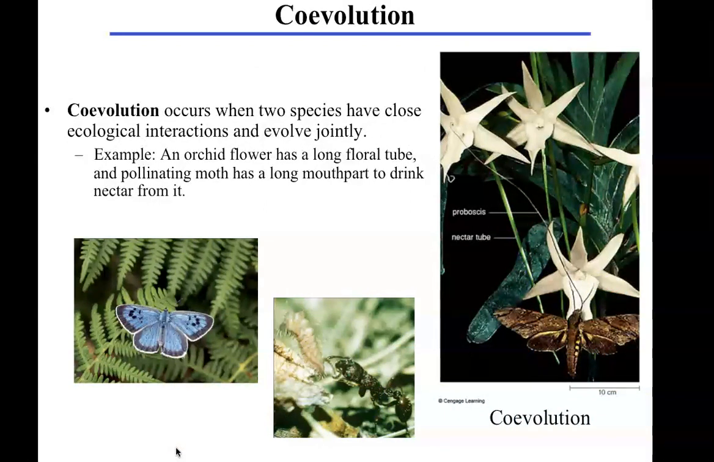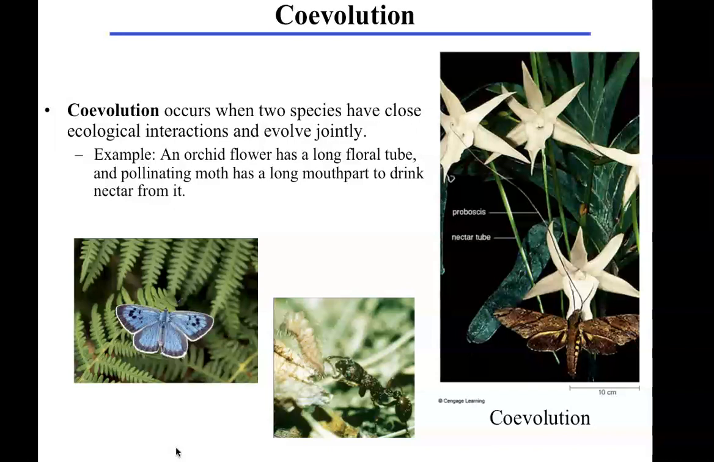Another thing that happens is coevolution. I've talked a lot about one species evolving into two or whatever, but sometimes this doesn't happen just with a species by itself. Sometimes evolution happens in conjunction with another species. So coevolution is when two species evolve alongside each other.